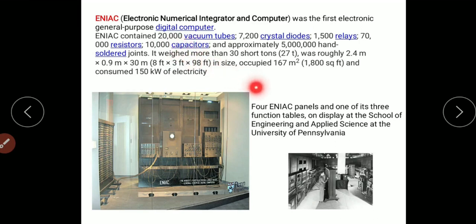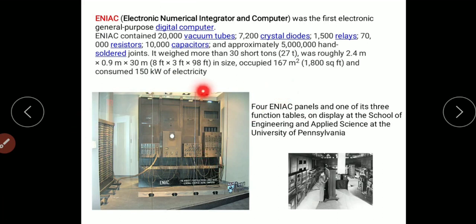So can you assume what the size of our first computer is? The size of our first computer is around 1800 square feet. That much area it is occupying. And it is made up of vacuum tubes. Why? Because at that time no transistor was invented. Around 7200 crystal diodes, 1500 relays, 70,000 resistors and 10,000 capacitors are used. So can you imagine the size of our first computer? It is bigger in size and it consumes 150 kilowatts of electricity. So it requires a very huge amount of electricity.